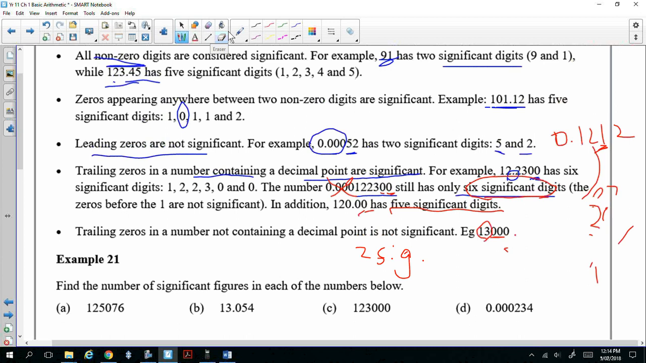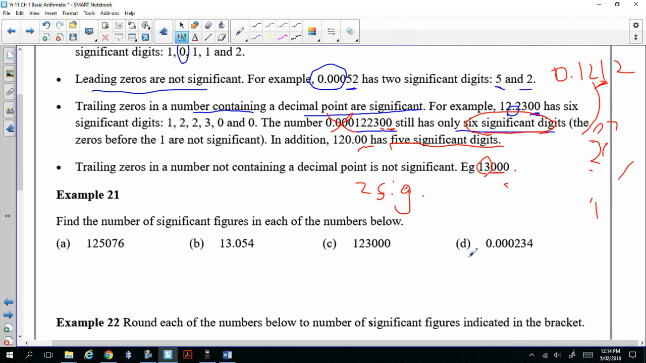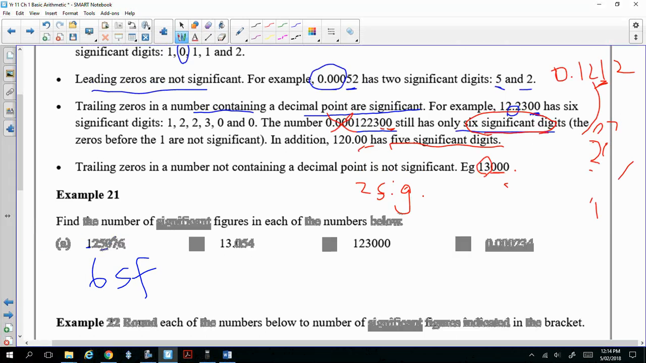Let's do the first one. It asks you how many significant figures each number has. So let's count. 1, 2, 3, 4, 5, 6. So 6 significant figures. Okay? That 0 is counted. All right, next one. How many significant figures does the next one have? Again, that 0 is in between. It's counted, so it's 5 significant figures.